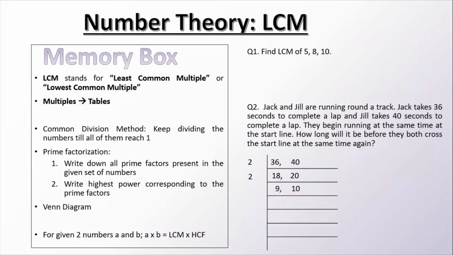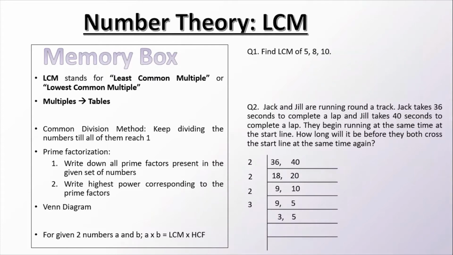Now, 9 is not divisible by 2, but 10 is divisible by 2. So when I'm finding LCM, I can still use 2 to divide it. But 9, as it is not divisible, I'll write it as it is, and 10 when divided by 2 gives me an answer 5. Now from the given numbers, none of them is divisible by 2. So I choose the next prime number which can divide either 9 or 5, which is 3.